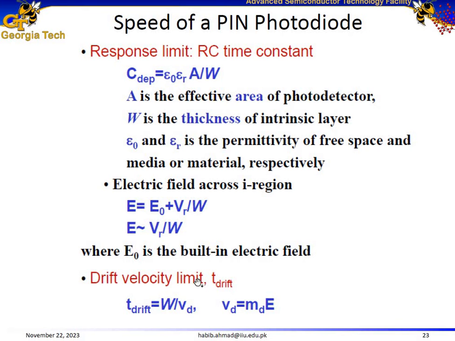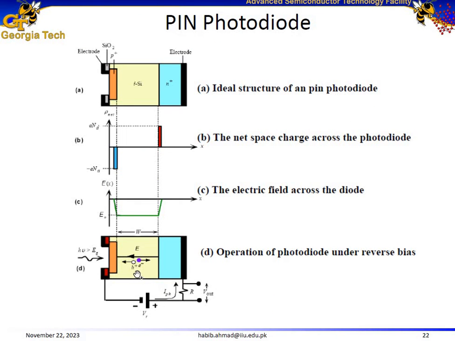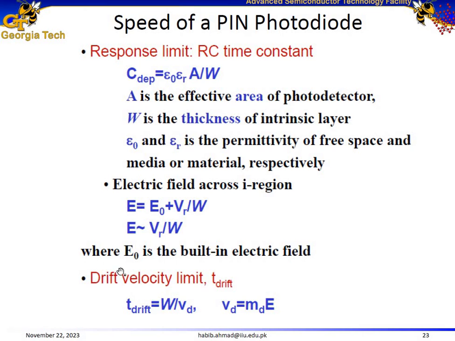Now, it's going to take a particular amount of time for an electron to travel from this point towards this electrode to cross the I layer, and for the hole to cross the I layer and get into the p-type layer, and that time is called transit time, equal to the distance that these carriers travel divided by their drift velocity, and drift velocity is further equal to the mobility of these carriers times the electric field.